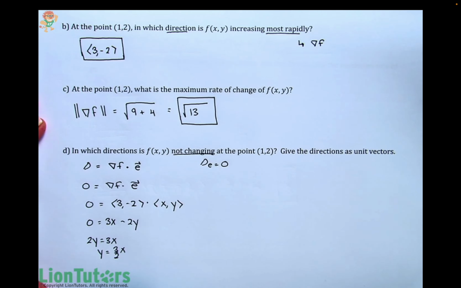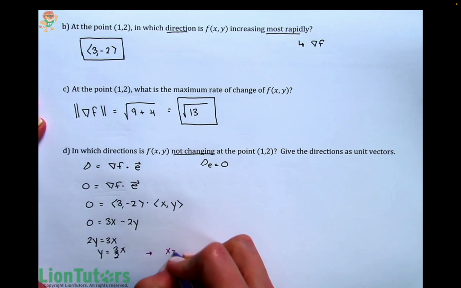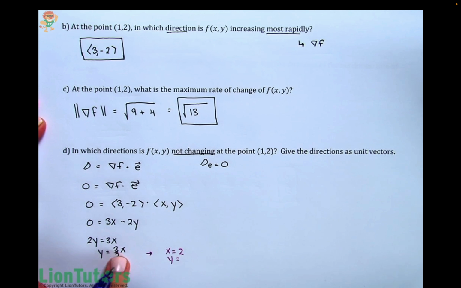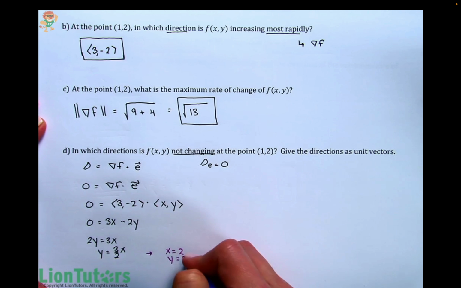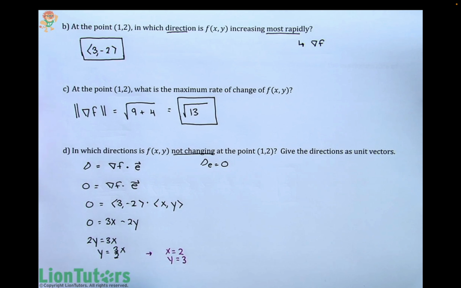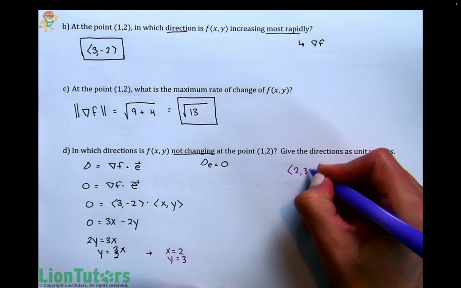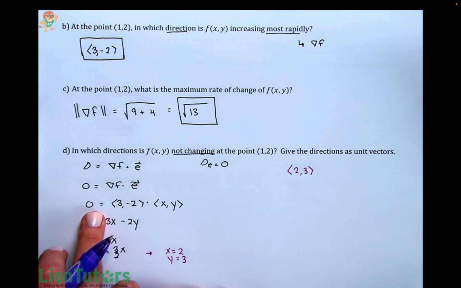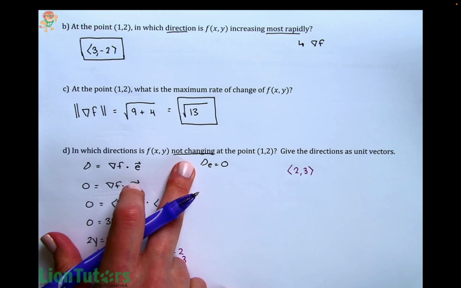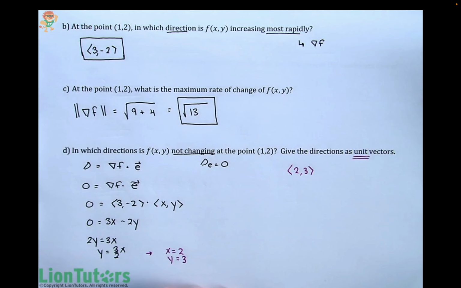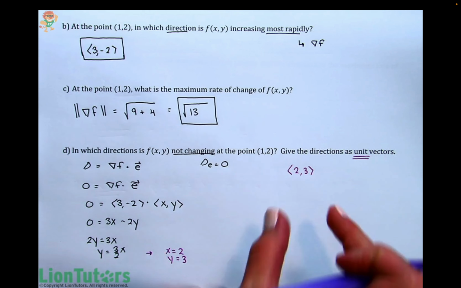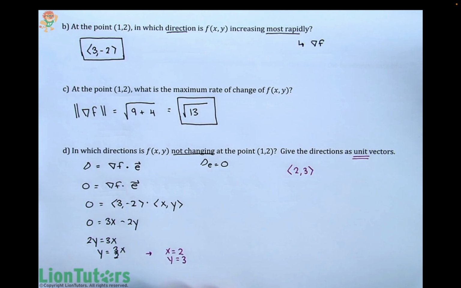So let's just say, for example, that I'm going to let x equal 2 and y equal, if x is 2, then y has to be 3 as a result. So one direction that we can travel in is the direction (2, 3). And that would make our directional derivative equal to 0, which would mean that our function is not changing at this point. However, it says to give the direction as a unit vector, and this is why it doesn't matter what we choose, as long as y is always equal to 3/2 x. You can choose any value of x. It'll give you a corresponding value of y, and no matter what you chose, when you scale it down to a unit vector, it's all going to be represented by the same direction.